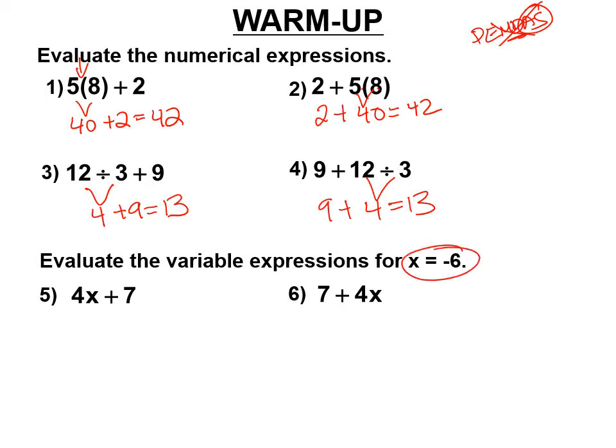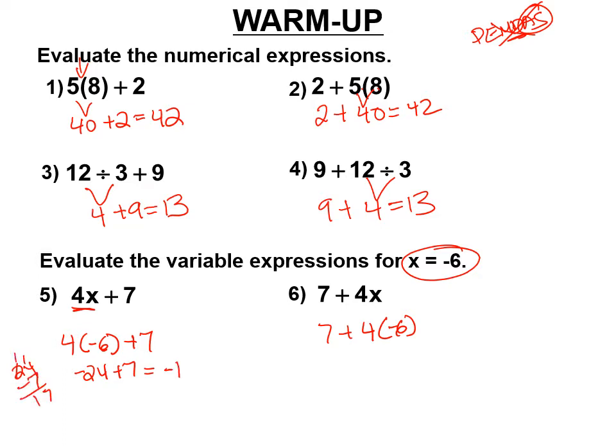So we're going to be doing this with algebra. So 4x is 4 times whatever x is, right? So 4 times negative 6 plus 7. And this one over here is 7 plus 4 times negative 6. So 4 times negative 6 is negative 24 plus positive 7. Well, let me just make sure I don't mess that up. We'll do a little borrowing, and I'm getting negative 17. If that one's negative 17, this one over here also better be negative 17, and it is.